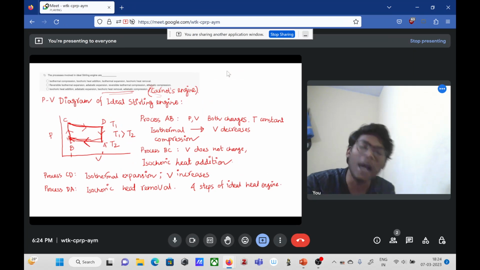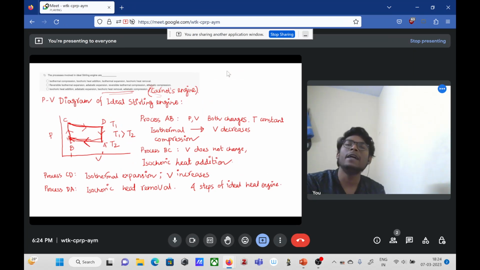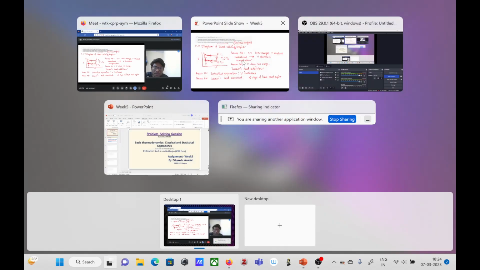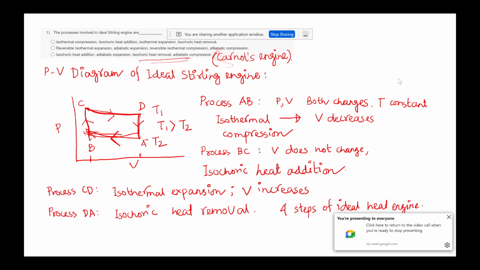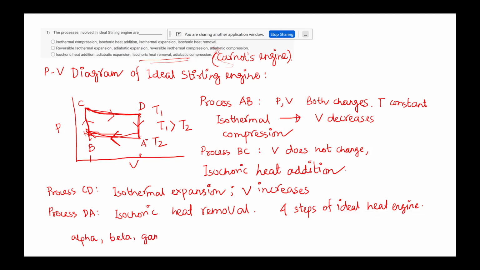There are also different types of Stirling engine, and they are classified as alpha, beta, gamma Stirling engines.